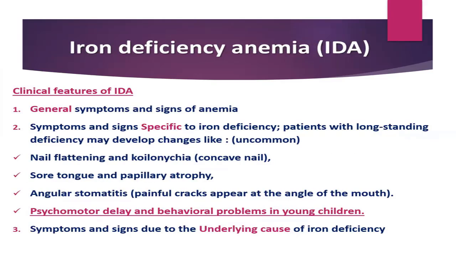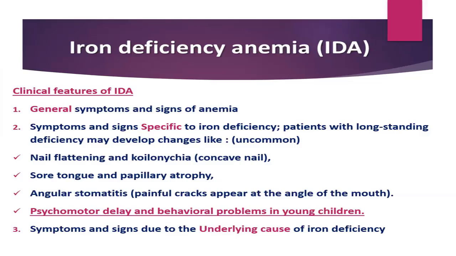Clinical features of iron deficiency. First, the general signs and symptoms of anemia, we mentioned already, or other signs and symptoms specific to iron deficiency anemia occur in patients with long-standing deficiency. Iron is essential for integrity of epithelial tissue in the body, especially the GI tract, and iron deficiency will lead to changes like nail flattening and koilonychia, causing concave nails, sore tongue and papillary atrophy, or angular stomatitis, painful cracks in the angle of the mouth.